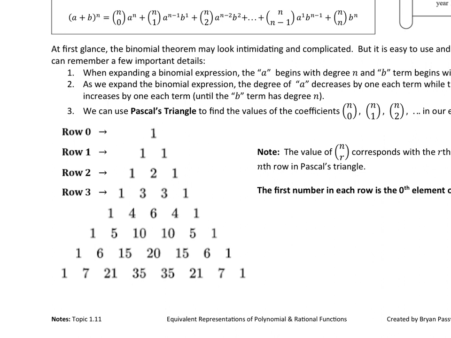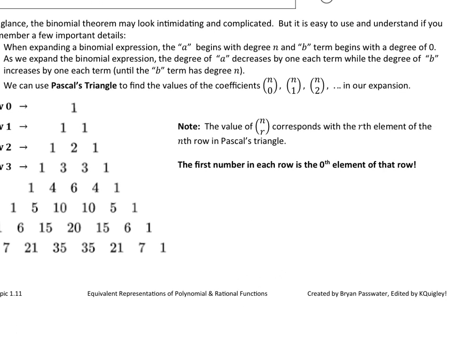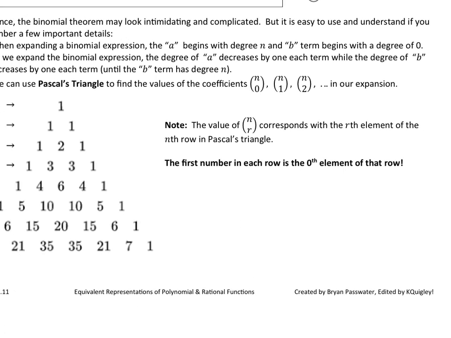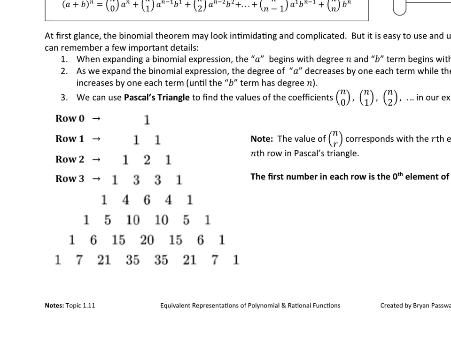Pascal's triangle tells us the coefficients to use in each row for the values of n choose 0, n choose 1, and n choose 2. So the value of n choose r corresponds with the rth element of the nth row in Pascal's triangle. Please note that the first number in each row is the 0 element, not the first element. So if I were to ask you for the third element of the third row, you'd look at the third row and you'd find the 0, 1, 2, third term. It would be 1.